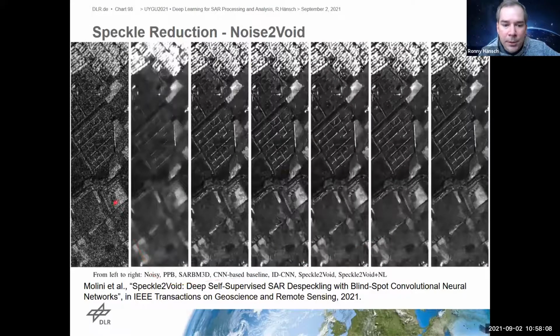So this would be the input image. Those are a couple of state-of-the-art denoising or despeckling techniques that are not based on deep learning. This one here is on deep learning, and those two over here, those would be the speckle to void in two different formulations. And it works really well, and I really like this idea.